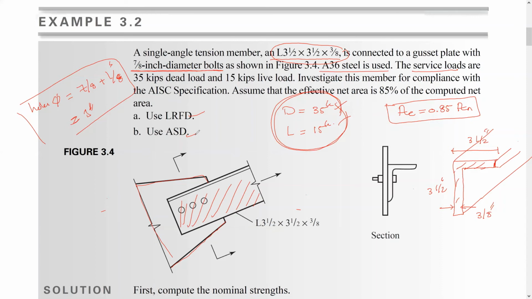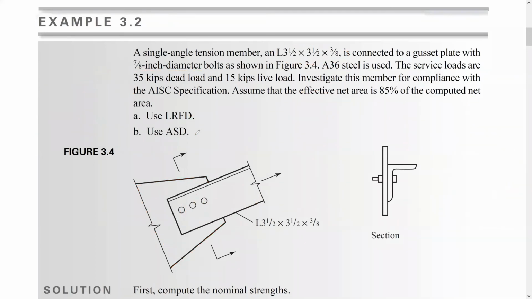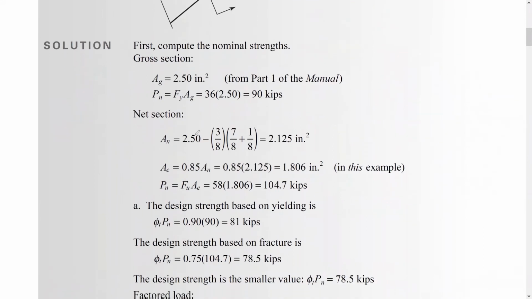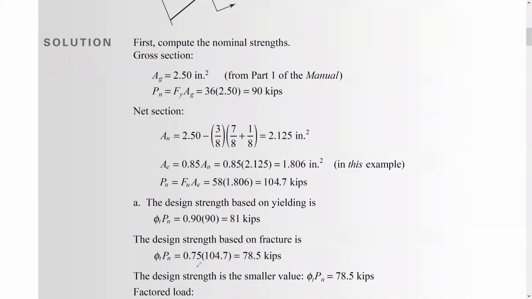Let's clean up and start solving this example. First of all, we need to find the design strength for the LRFD method and the ASD method. That means we need to find the nominal strength based on yielding and based on fracture for both cases. So for yielding, the nominal strength is going to be yield stress times gross area.